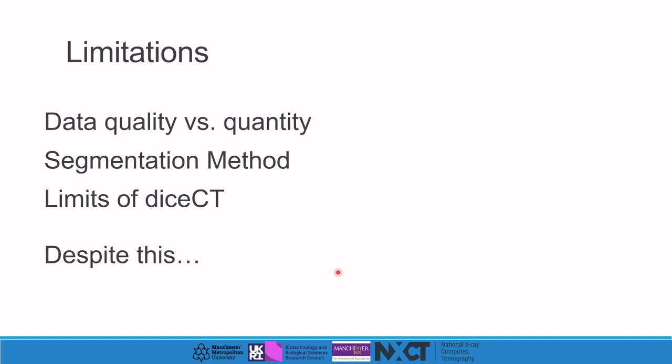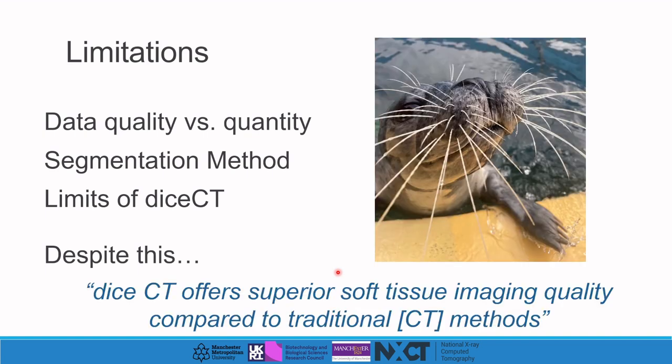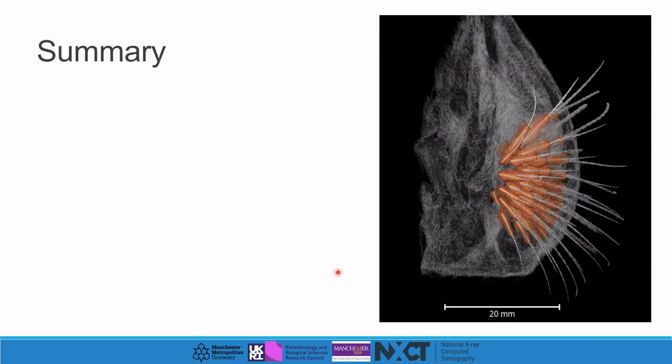A third point to highlight is that although the DICE-CT method is provably extremely powerful, it can introduce artifacts from both understaining the sample and if the samples become overstained. Overstaining artifacts are a particular problem as they can cause tissue shrinkage, which modifies the size and the shape of features. All that said, DICE-CT offers superior soft tissue imaging quality compared to traditional CT methods.